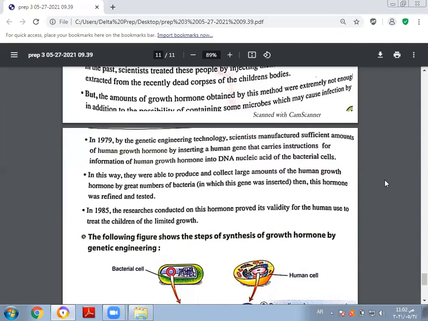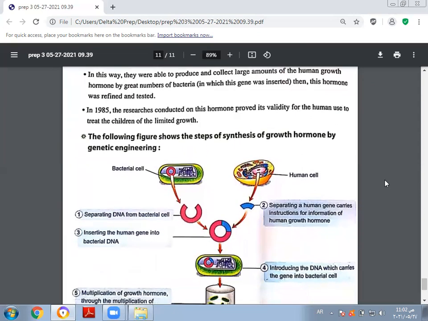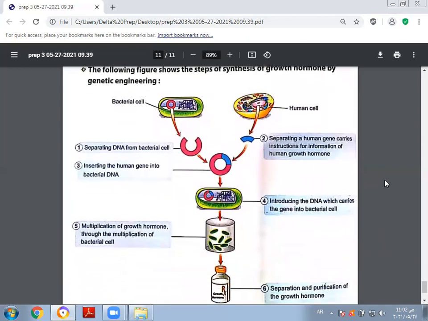In 1985, the research conducted on this hormone proved its validity for human use to treat children of limited growth. The following figure shows the steps of synthesizing the growth hormone by genetic engineering. As we can see here, in step one, we separate the DNA from the bacterial cell. In step two, we separate the human gene that carries instructions for the formation of human growth hormone. In step three, we insert the human gene into the bacterial DNA, and that's what we need.